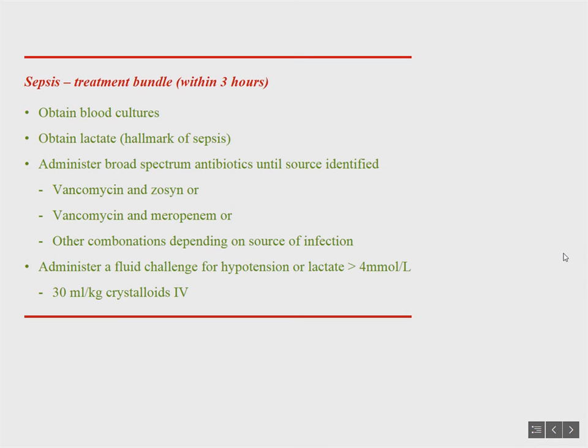Now I'll put some examples up here. Vancomycin and Zosyn is a very popular combination of antibiotics that you're gonna get when you call the provider and think your patient has sepsis. They'll probably tell you to go ahead and start vancomycin and Zosyn, okay? Now let's talk about those for just a minute.